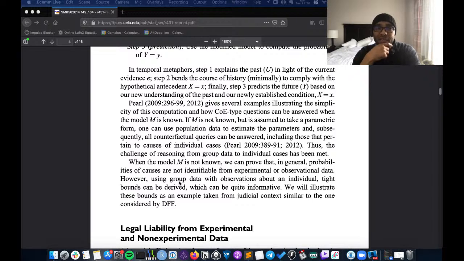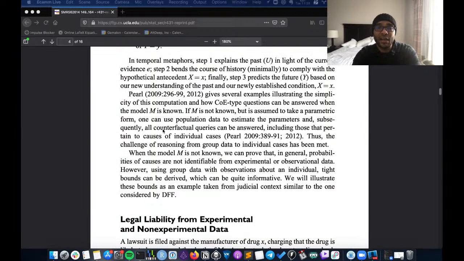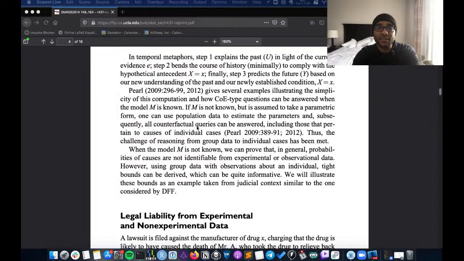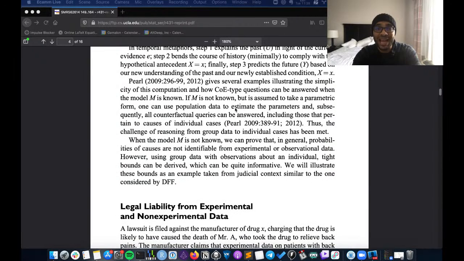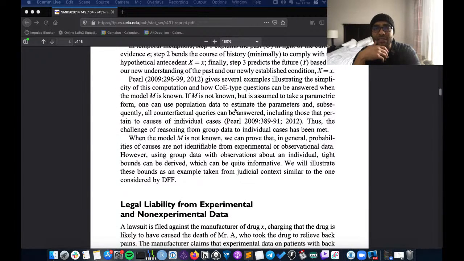In a past paper, you get several examples illustrating the simplicity of this computation and how causes of effects type questions can be answered when the model M is known. If M is not known, but it's assumed to take a parametric form, one can use population data to estimate the parameters and subset.